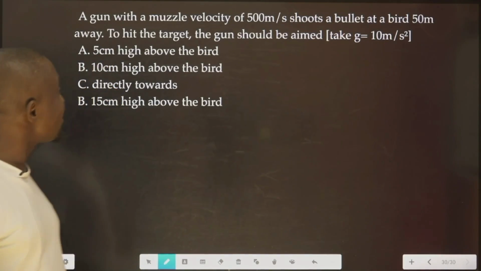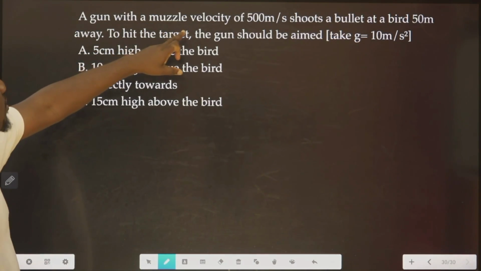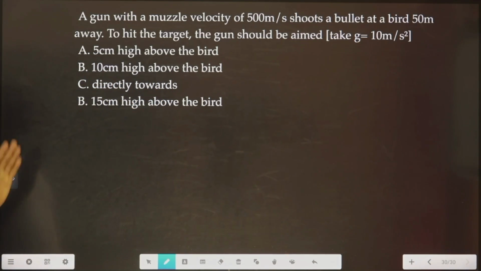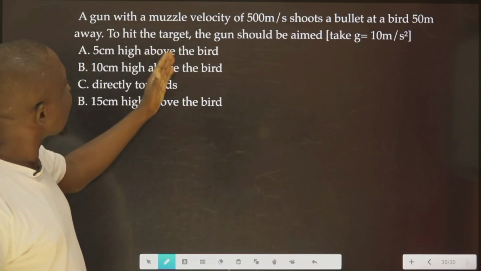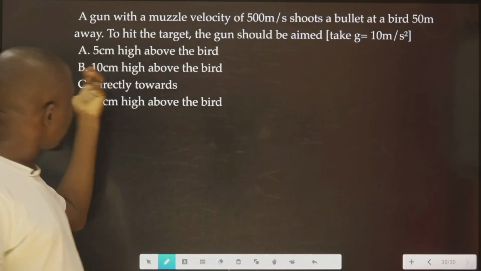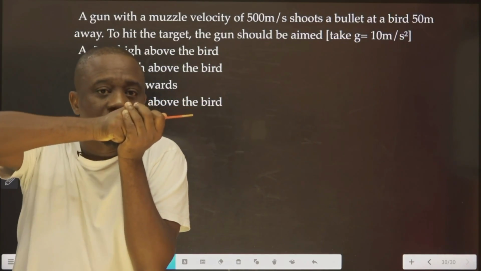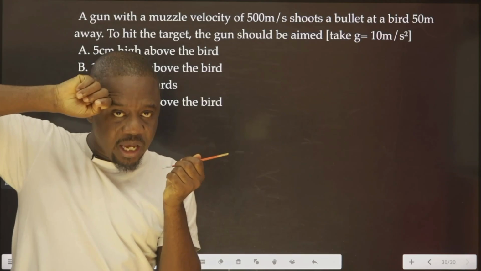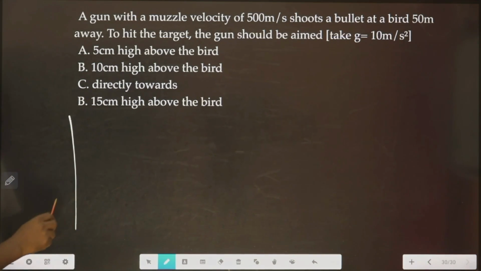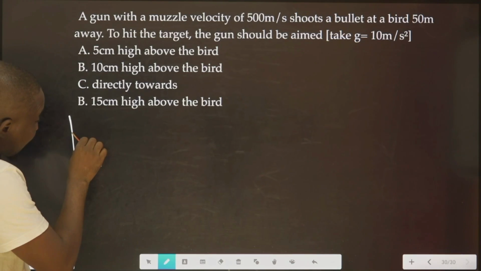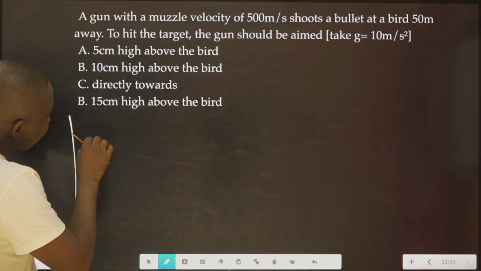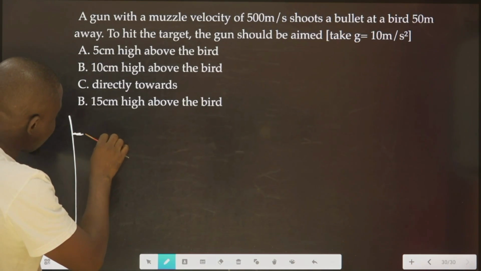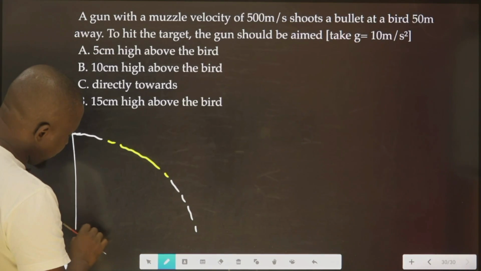Let's look at this question. It says, a gun with a muzzle velocity of 500 meters per second shoots a bullet at a bird 50 meters away. To hit the target, the gun should be aimed at what? When you do a gun like this, it means it was horizontal movement. And you agree with me that if this was the position, the bullet, as it was going here, will definitely be dragged down by gravitational force. So the direction of this will be like this, to fall to the ground.